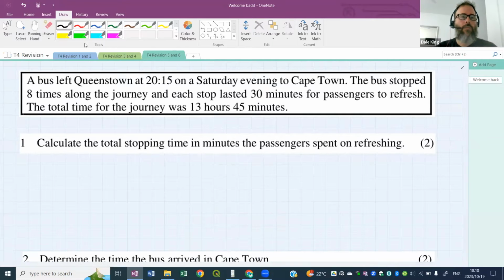Here comes the first question. Calculate the total stopping time in minutes the passengers spent on refreshing. Please note they want this in minute format. That shouldn't take you too long to do. It's 2 marks, nice and easy. So you guys do that one. Take a couple of minutes.